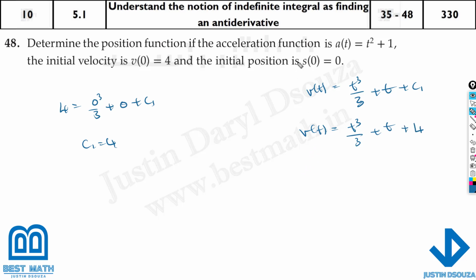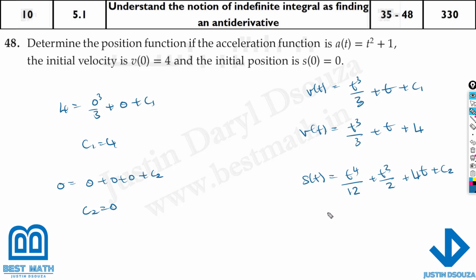Now what about the position? Acceleration is already given. For the position function, you just integrate it again. It'll be t to the power 4, 3 times 4 will be 12. I'm directly writing it over here, and it's t power 2 by 2 plus 4, that's over here, 4t plus c2. And now let's solve this one. It's 0 is equal to 0 plus 0 plus 0 plus c2. So c2 is equal to 0. Why? Because x and y both are 0. So this is all cancelled. Only c2 remains, and that's equal to 0.